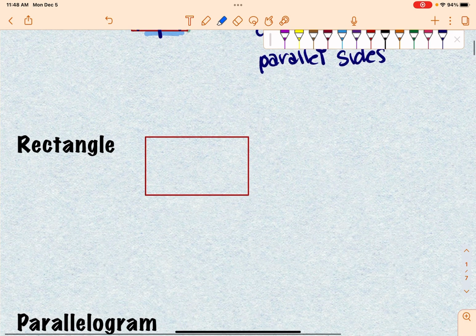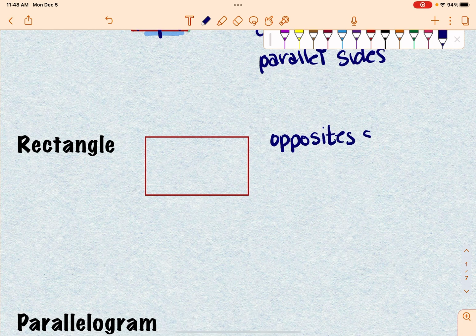Okay, with a rectangle, we have opposite sides that are equal. So that means these 2 sides would be the same length. So I did a tick mark of 1. Now this side would be a different length, but it would match with that one. So that tells you that these 2 sides happen to be the same length, and these 2.